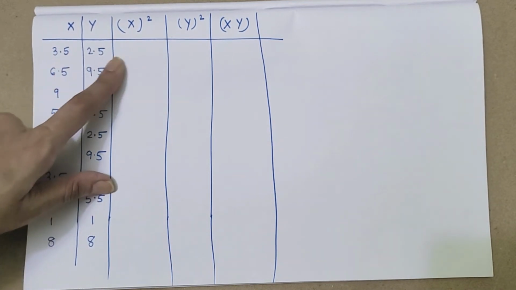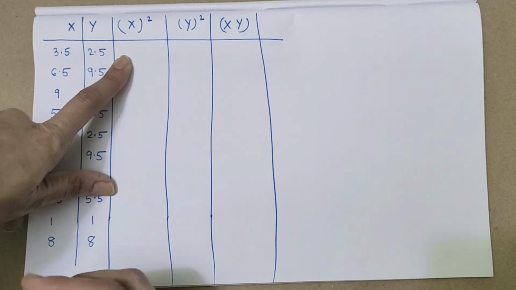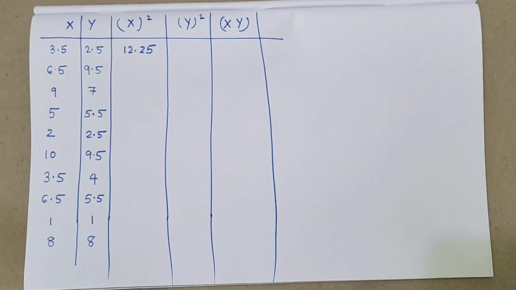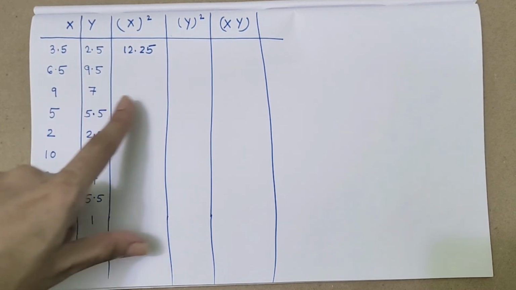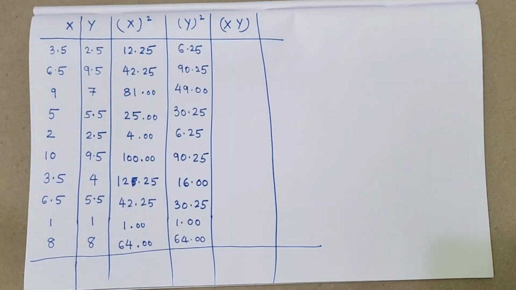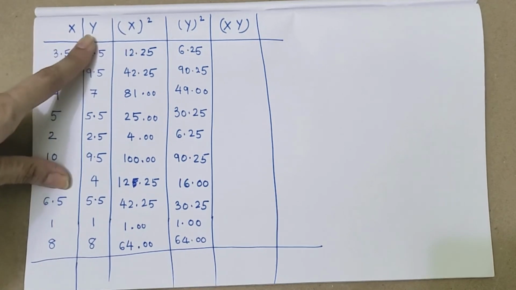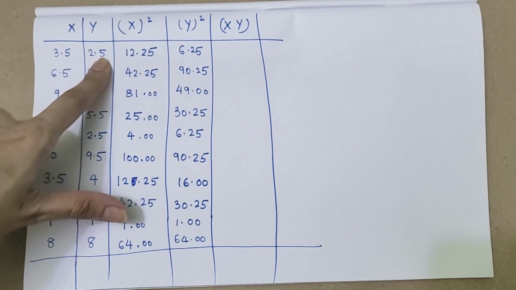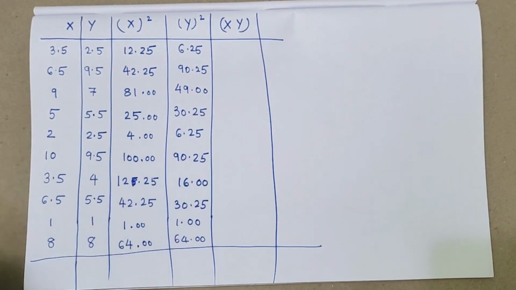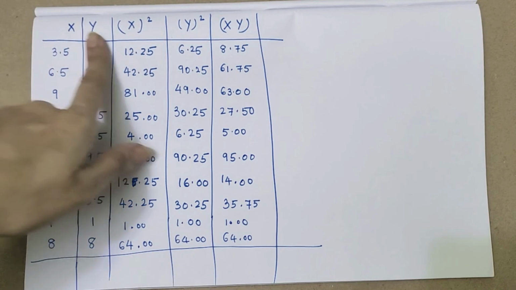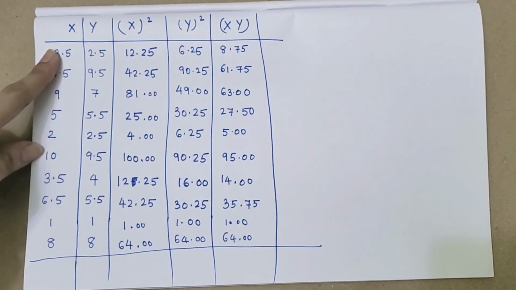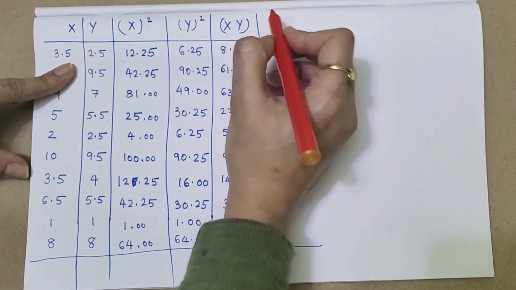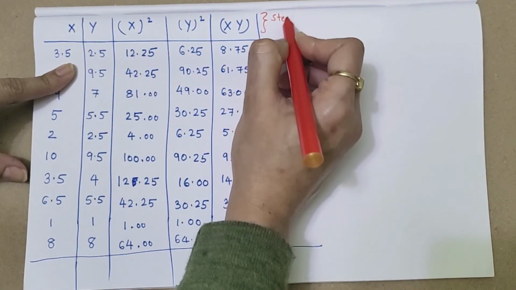So what is 3.5 square? You can write it here. 6.5 square, 9 square, and so on. Now I have calculated X square, Y square. Now I will calculate X into Y, X multiplied by Y. So this is your step 2 complete. After ranking, we have done all these calculations. So your step 2 is complete.